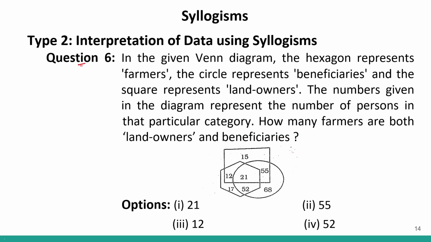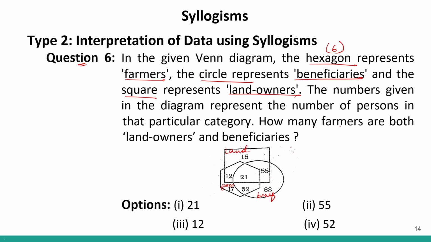Question number 6. In the given Venn diagram, the hexagon, a 6-sided figure, represents farmers. The circle represents beneficiaries, and the square represents landowners. The number given in the diagram represents the number of persons in that particular category. How many farmers are both landowners and beneficiaries?